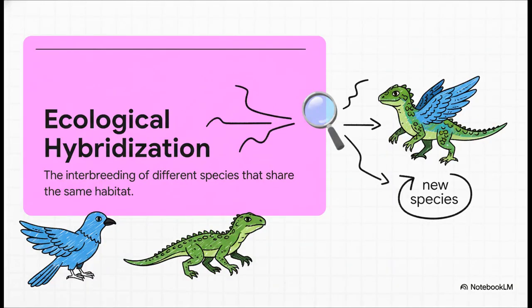And finally, what happens when those isolation barriers aren't totally perfect? Well, then you can get ecological hybridization. This is when 2 different species living in the same area actually manage to interbreed. A lot of the time, this might not lead anywhere, but sometimes it can create a brand new hybrid species with a totally unique mix of traits.